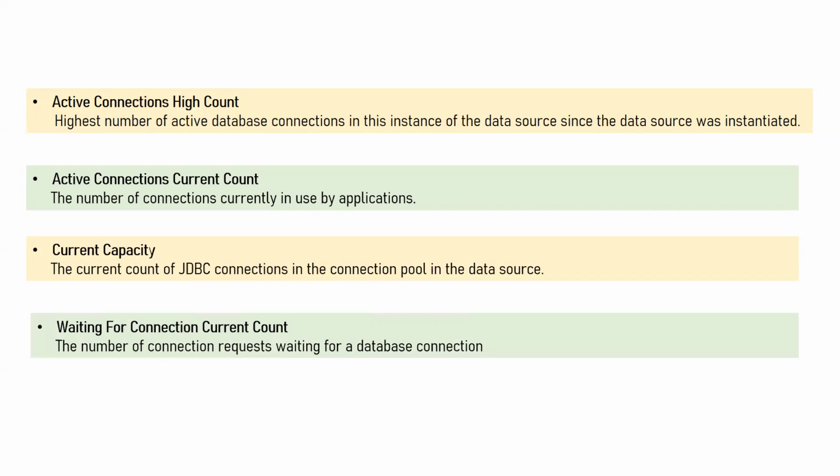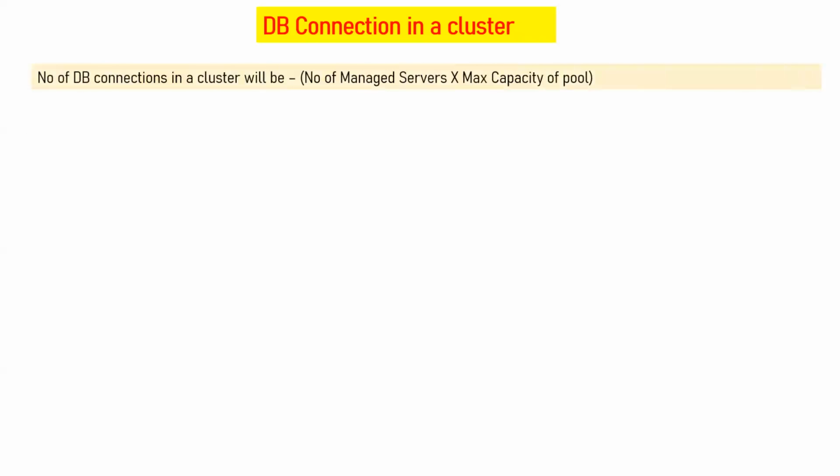Waiting for connection count means the number of connection requests waiting for a database connection. That means your application is processing something and needs a connection from the database, but all the connections in the pool of your data source are in use, and some of the application requests are waiting for connections. That will be shown in this particular field.